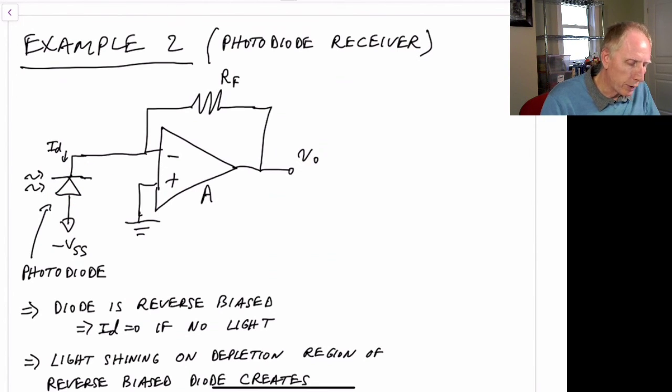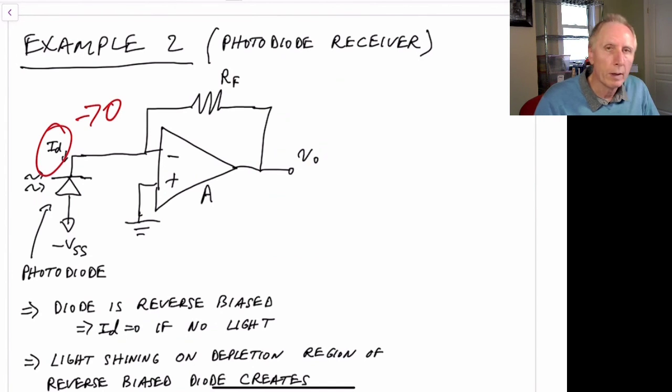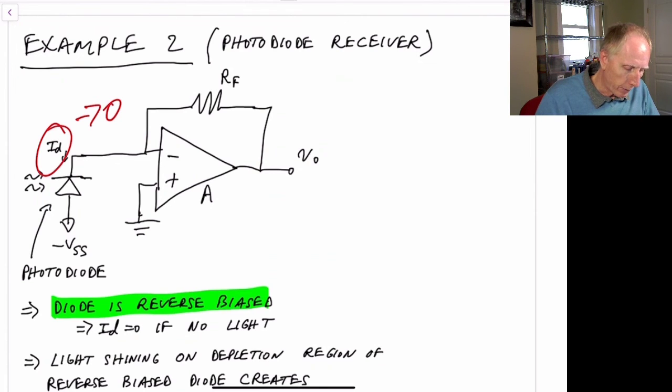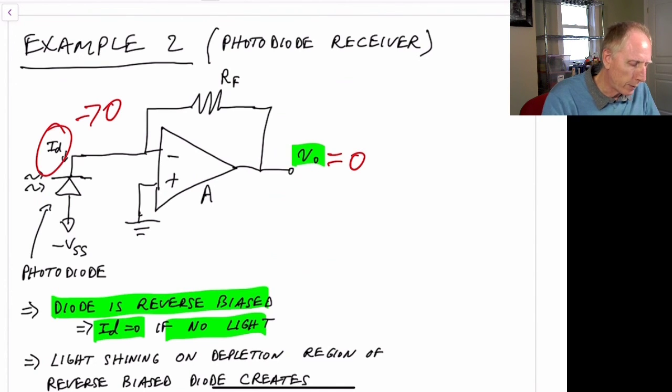So when no light shines on this circuit, the reverse bias voltage on this diode means that no current is flowing. So ID here just goes to 0. So we see that the diode's reverse biased. If there's no light, ID goes to 0, and the voltage here just remains at 0. So that's when there's no light.